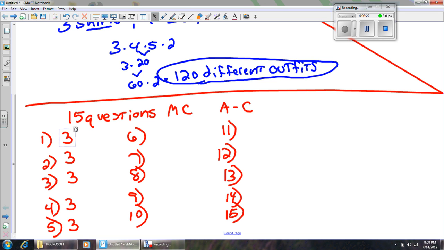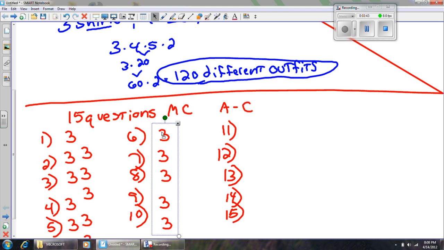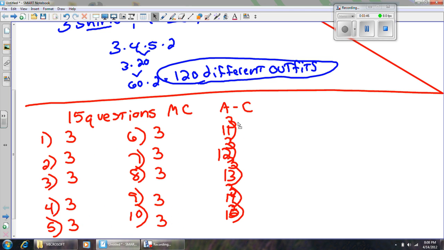So there's 3 choices for all. What am I going to do with all those 3s? Well, I'm going to multiply them together. But that's not 3 times 15. That's 15 3's being multiplied. Or you could say it's 3 to the 15th power. This is going to be one monstrously large number.